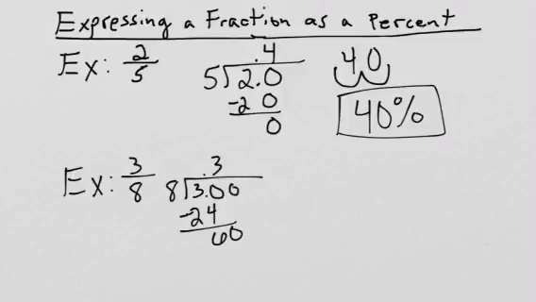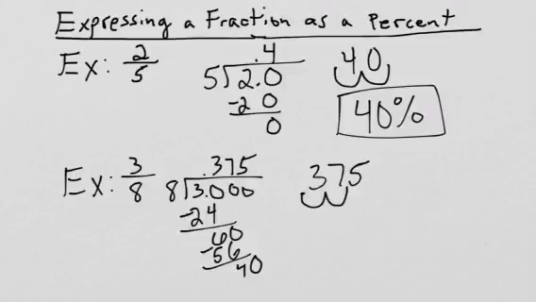Add a 0, bring it down. 8 goes into 60 7 times. 7 times 8 is 56. Subtract down, we get 4. And then add a 0, bring it down, and 8 goes into 40 5 times, and that's evenly, so we get 0.375 as my decimal. Now again, we have to convert that into a percent still, so we're going to take our decimal 2 places to the right, and we get 37.5%. Alright, so that is how we take fractions and express them as percents.